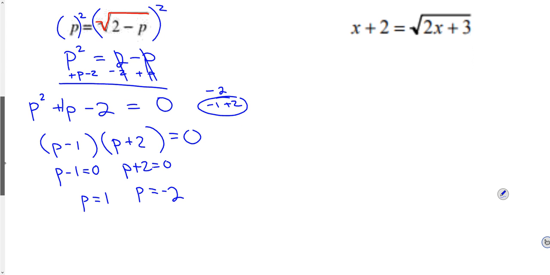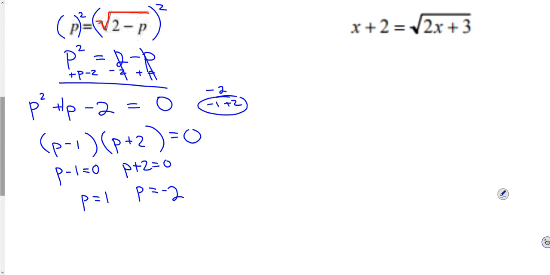Now, don't forget about checking the solutions. So if I have p equals radical 2 minus p, we need to check both of these. So if I put a 1 here and a 1 here, are those really equal?